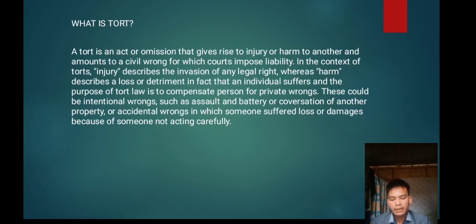This could be intentional wrongs such as assault and battery or conversion of another's property, or accidental wrongs in which someone suffers loss or damages because of someone not acting carefully.